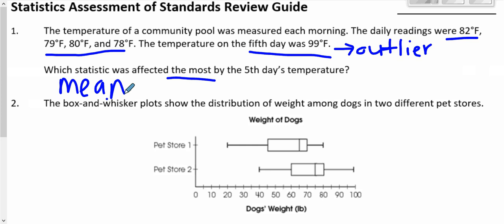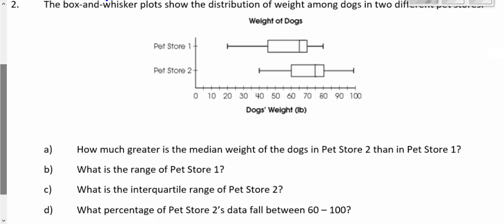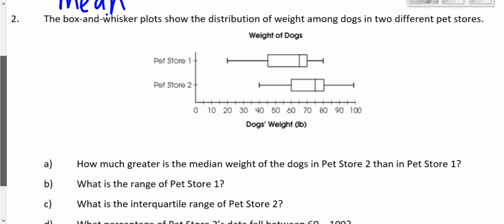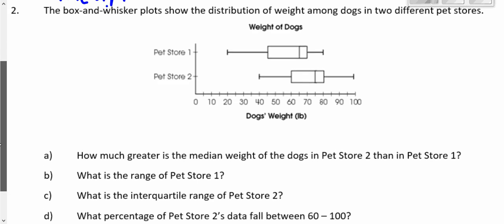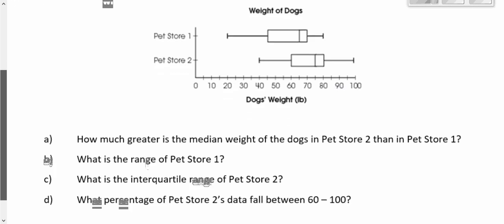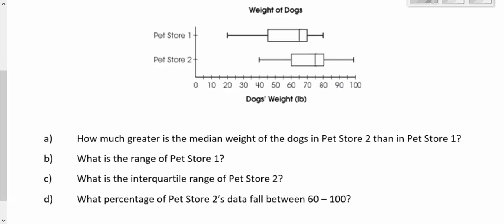All right, a box and whisker plot shows the distribution of weight among dogs in 2 different pet stores. So here we have 2 different box and whisker plots, and we have some questions on them. How much greater is the median weight of the dogs in pet store 2 than pet store 1? So here we're comparing the medians. When I look at my box and whisker plot, the median of pet store 2 is right here, which is right at 75.